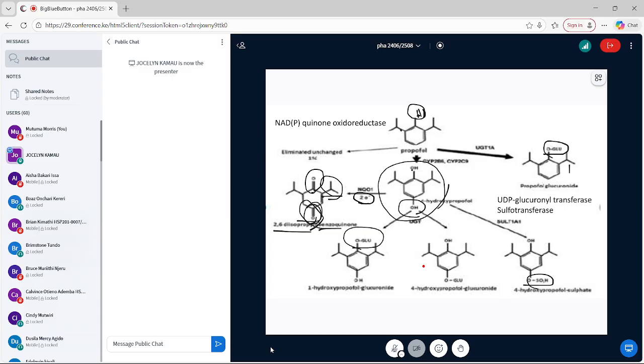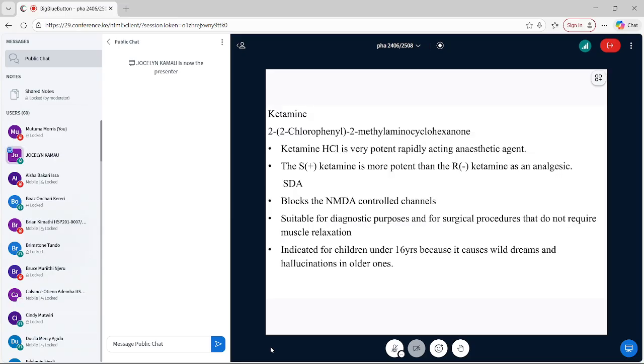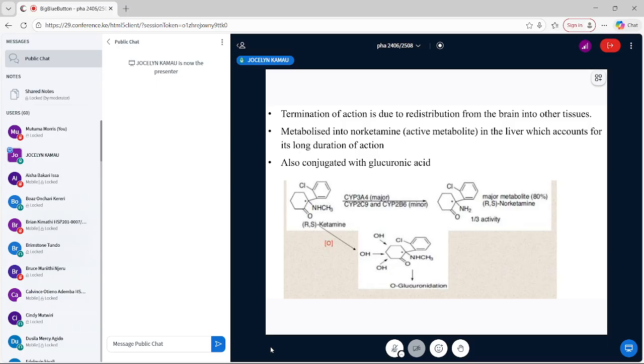As I have said, propofol is a very good drug, but again, very expensive, not affordable for many people. Then we go to ketamine. By name, ketamine is 2-(2-chlorophenyl)-2-methylaminocyclohexanone. Again, you can look at the structure.